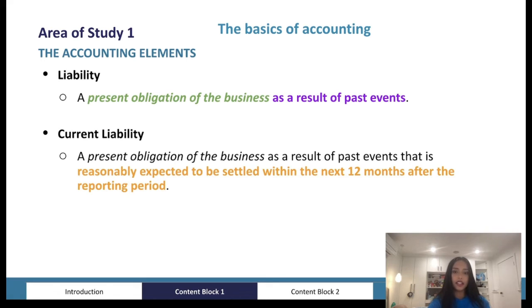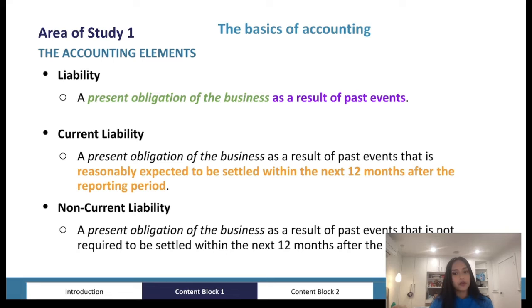And it can be current, which means that when a liability is current, you can reasonably expect the liability to be settled within the next 12 months after the reporting period. Whereas with a non-current liability, it's not required to be settled within the next 12 months after the reporting period. So for example, if you have a 3-year loan, obviously part of that 3-year loan will not be required to be settled within the next 12 months after the reporting period.